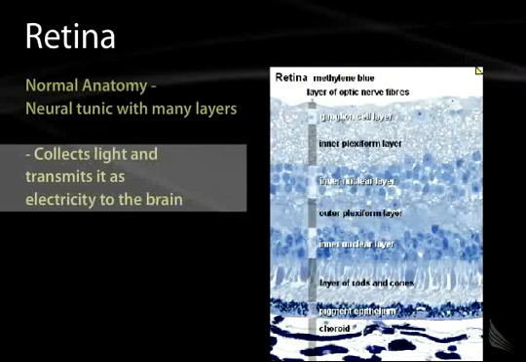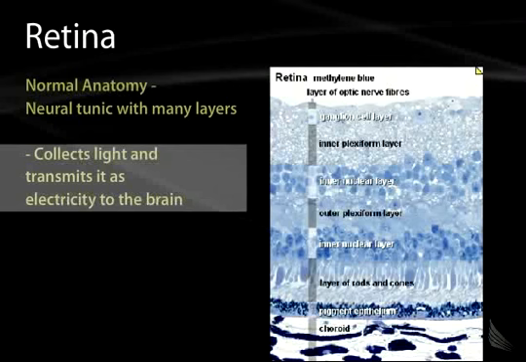You have the nerve fiber layer on the top, most closely related to the inside of the back cavity of the eye, which is the vitreous, the posterior segment. Next to that, you have the ganglion cell layer. Beneath that, you have the inner plexiform layer and the inner nuclear layer. After that, you have the outer plexiform and outer nuclear layers, and then you get rods and cones, and those connect with the retinal pigment epithelium.